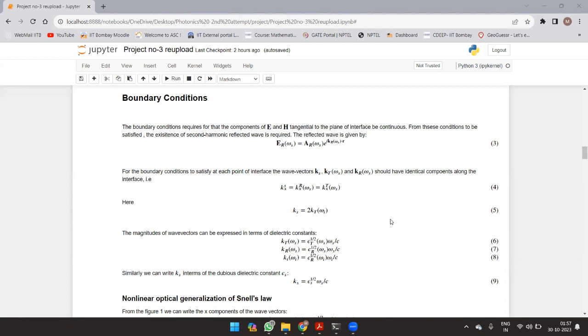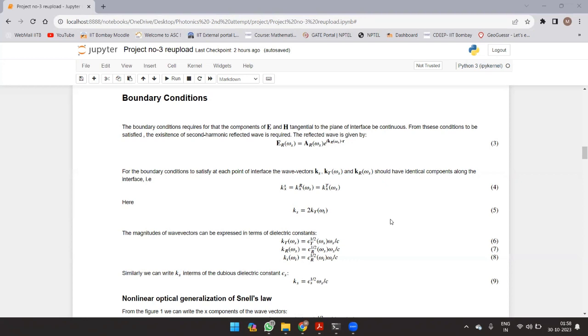After doing all these things, we are going to simplify, and after simplification, that is ks equal to 2kt at omega i. The magnitude of the vector can be expressed in terms of the dielectric constant with three equations. The first equation is kt at omega s equal to epsilon t to the power half at omega s into omega s upon c.